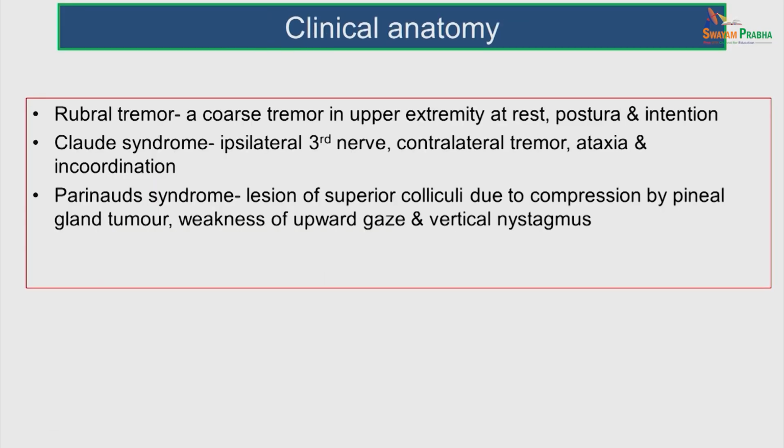Here you can appreciate the rubral tremor. It is a coarse tremor in the upper extremity, present when the person is at rest, in posture, or on intention. So, the tremor is at rest, in any posture, or on intention.